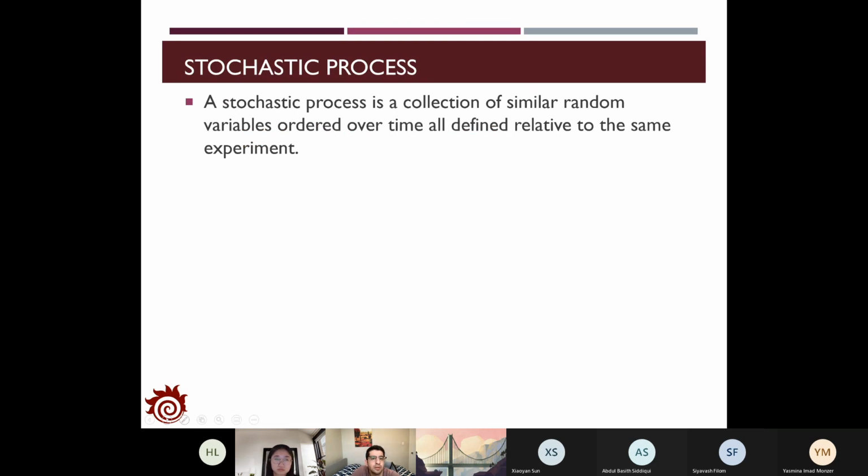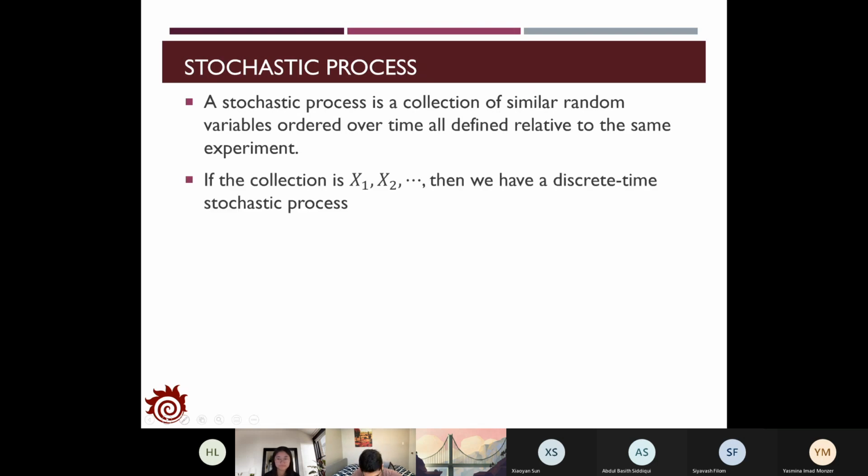So with that, I have introduced most of the concepts about probability theory. And the next thing I want to briefly introduce is the stochastic process, which is a collection of multiple random variables. Basically, a stochastic process consists of multiple similar random variables, and they usually follow the same distribution, and they might come from the same experiment.